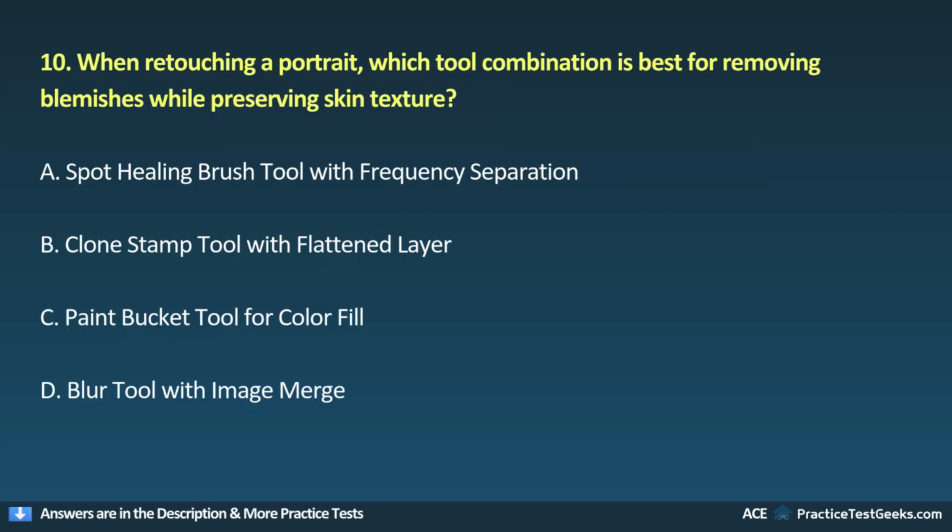10. When retouching a portrait, which tool combination is best for removing blemishes while preserving skin texture? A. Spot healing brush tool with frequency separation. B. Clone stamp tool with flattened layer. C. Paint bucket tool for color fill. D. Blur tool with image merge.